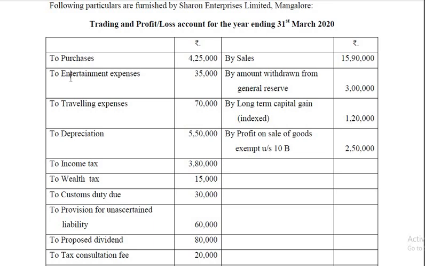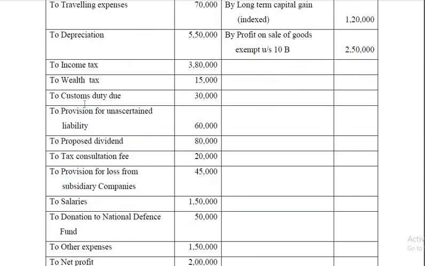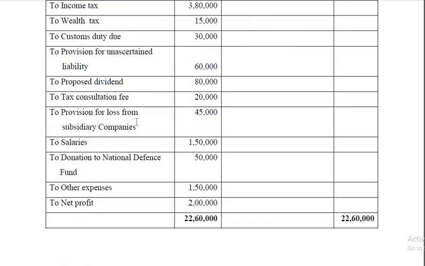Okay. Now let me explain you the items of book profit. Purchases are allowed, entertainment expenses allowed, traveling expenses allowed, depreciation not allowed. And again, 5,50,000 should be deducted later on while computing book profit from the net profit. Income tax is not allowed, wealth tax is allowed, customs duty is allowed, provision for unascertained liability not allowed, proposed dividend not allowed, tax consultation fee allowed, provision for loss from subsidiary companies allowed, salaries allowed, donation to National Defense Fund allowed, other expenses are allowed.